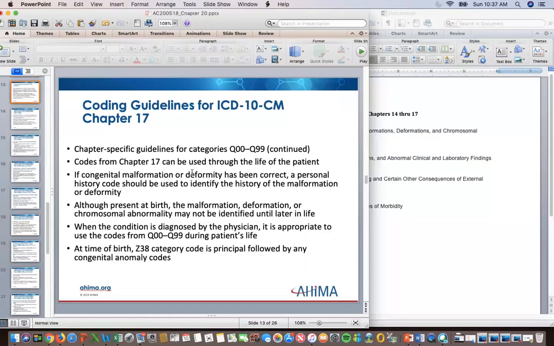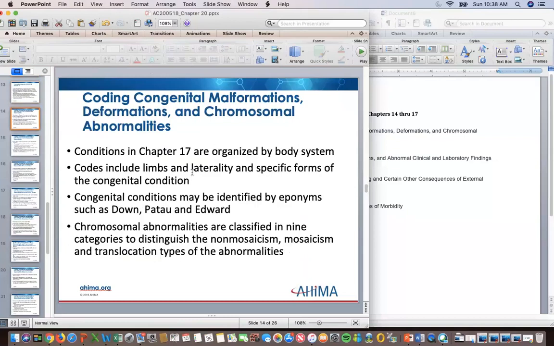So Chapter 17 can be used for the life of the patient. If a congenital malformation or deformity has been corrected, then there is a personal history code. You'd go to history in your index and look through those to identify the history of that malformation or deformity. Although present, a malformation, deformity, or chromosomal abnormality may not be identified until later in life. So again, you would be able to pick up that condition. When the condition is diagnosed by the physician, it's appropriate to use codes from Q00 to Q99 during that patient's life. So at the time of birth, a Z38 category code is principal, followed by any congenital abnormalities.